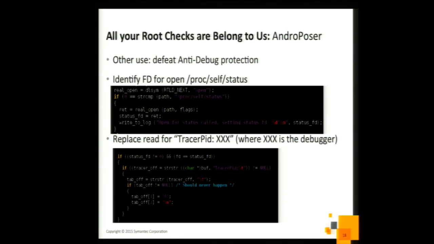So what we need to do is identify the file descriptor of the status file for your process. And then every time we encounter an open call for this file descriptor, we override the value of TracerPid to 0 to say that, no, that process is fine. It's not being traced.